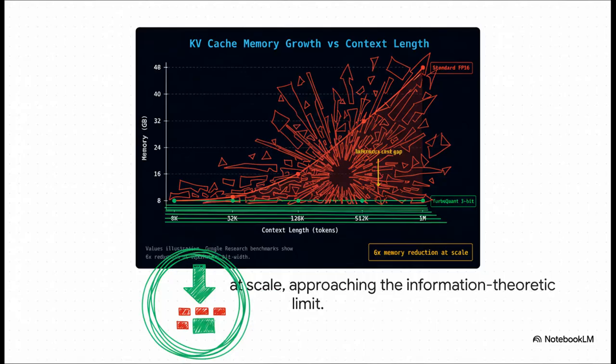And this chart really tells the story, doesn't it? That red line, that's the nightmare scenario of standard memory growth, just exploding upwards. But look at that green line for TurboQuant. It's almost flat. That's your 6x memory reduction in action. The paper even claims this is getting close to the absolute rock-solid mathematical limit for lossless compression.